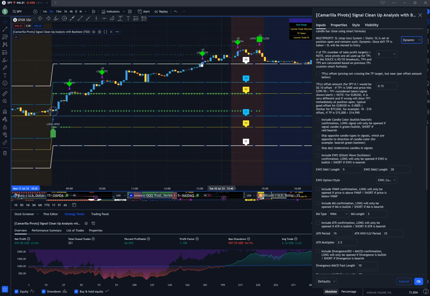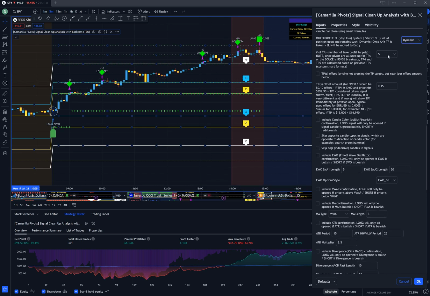Some of our indicators have an even more dynamic system where take profits are also dynamic, and with each take profit our stop loss will move along. But it was not included here because it doesn't really make sense for this setup, because with Camarilla Pivots, those pivots are set, and it was just not really suitable for this setup.